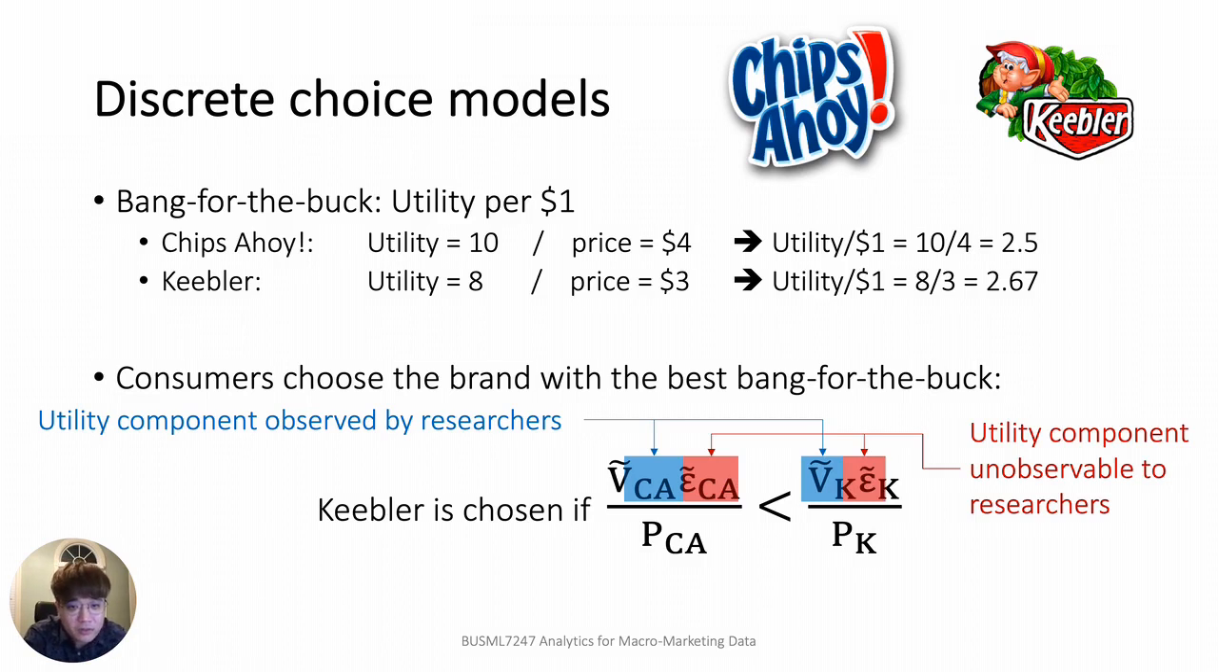However, some parts of utility cannot be observed or identified. A random, temporary fad for a brand is usually not observable. Also, a consumer's mood and impulse toward the brand is not observed in data. In the bang-for-the-buck formula, epsilon tilde denotes such an unobserved utility component. And the denominator of the bang for the buck, denoted P, is the price observed in the market.